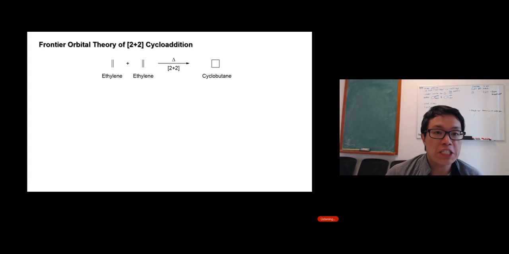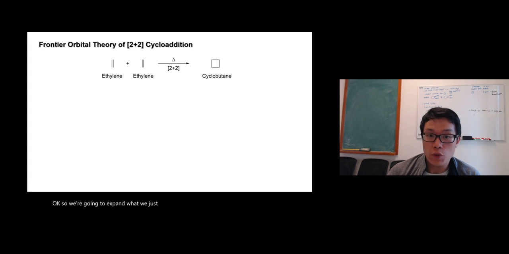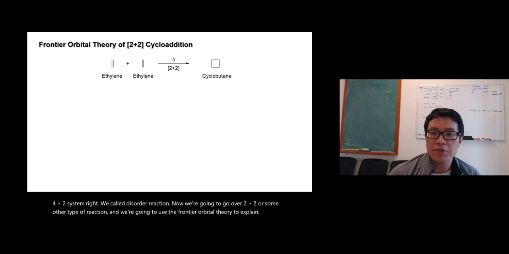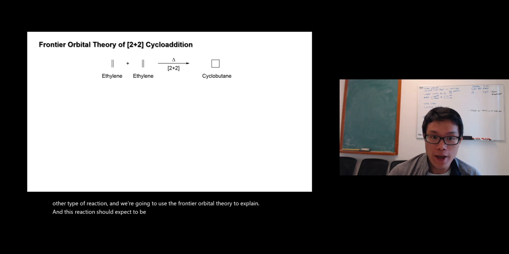Okay, so we're going to expand what we just learned about cycloaddition. We have seen the 4+2 system, which we call the Diels-Alder reaction. Now we're going to go over 2+2 and some other types of reactions, and we're going to use frontier orbital theory to explain whether we should expect this reaction to work or not.